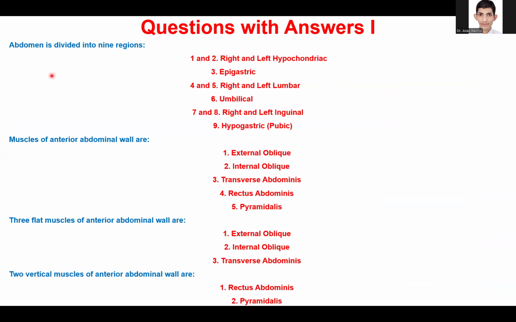Questions with answers. The first question: the abdomen is divided into 9 regions. The first and second are the right and left hypochondriac. Third is epigastric. Fourth and fifth are right and left lumbar. Sixth is umbilical. Seventh and eighth are right and left inguinal. And ninth is the hypogastric or pubic region. Muscles of the anterior abdominal wall are the external oblique muscle, internal oblique muscle, transverse abdominis muscle, rectus abdominis muscle, and pyramidalis muscle.